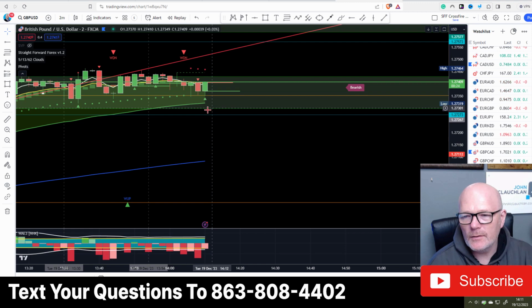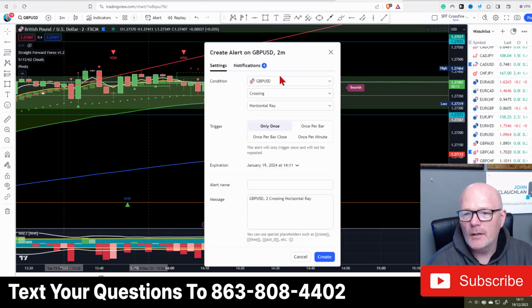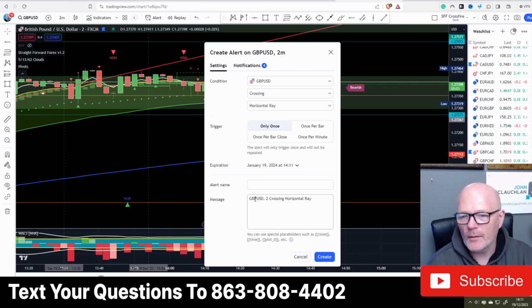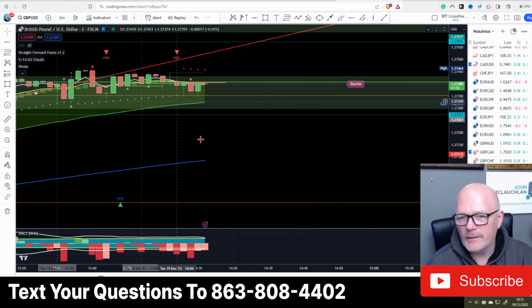This is the imbalance. If we're looking at coming through, we could put an alert on the imbalance. We can put an alert on the horizontal ray, and just click that and say, let me know when the price comes down, or when it's crossing or moving down, or whatever's appropriate for what you want. You can put a message in there, you can alter this message, you can put whatever you want in there. Click on create, and it will let you know when price gets to this area.